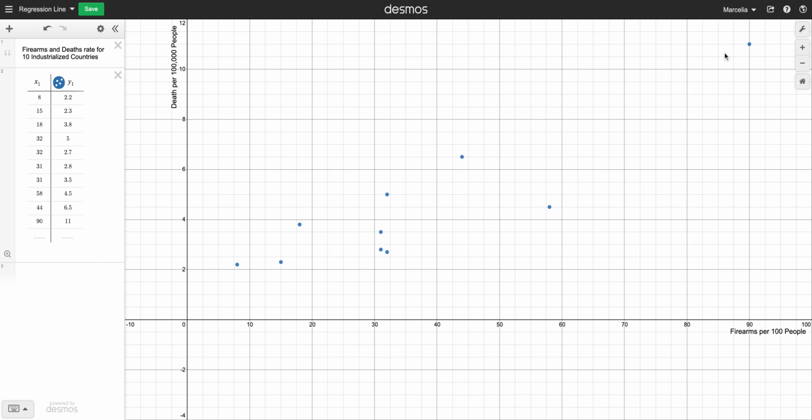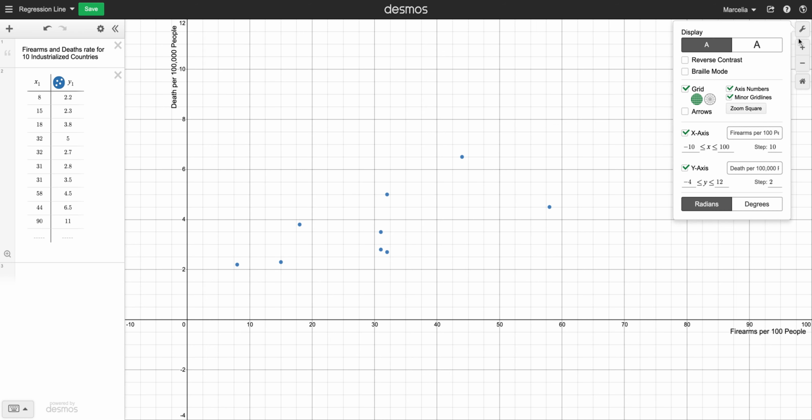That's the visual display of these data items. Of course, I had to adjust a little bit. How do I do that? I go here to graph settings. I said that I want my x-axis to go from -10 to 100 in steps of 10. My y-axis, I want to go from -4 to 12 in steps of 2.